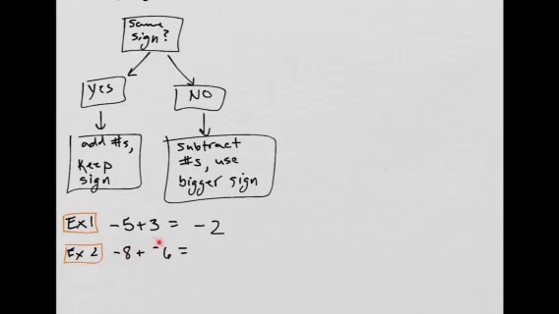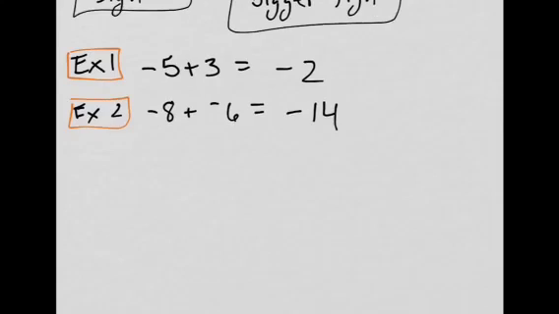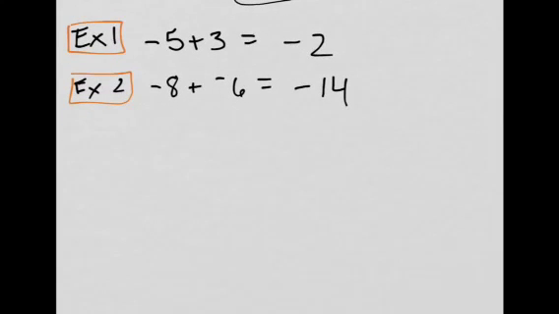8, 9, 10, 11, 12, 13, 14. So our answer is what? Yeah, -14. That's what I mean by keeping the sign. If they're both negative, your answer is going to be negative. Does that make sense? Note that this is also the same thing as -8 minus 6.